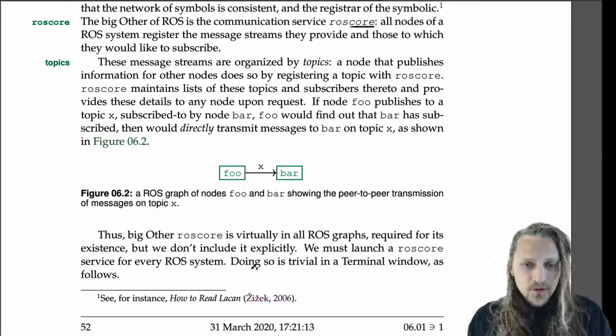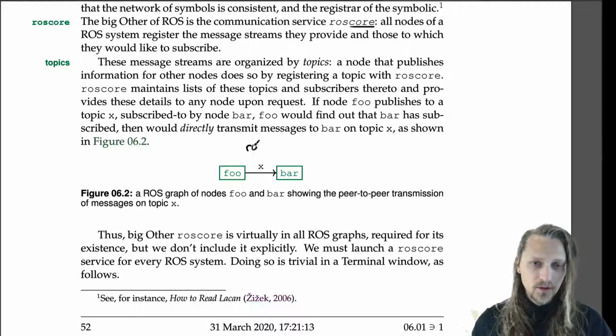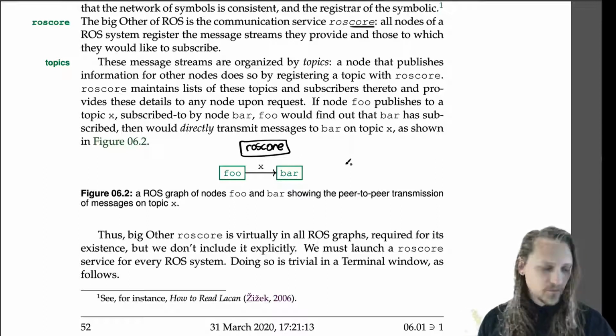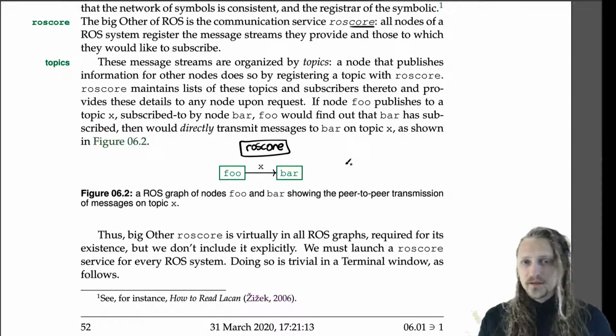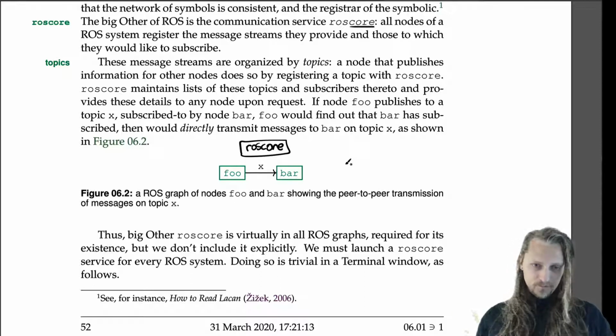Thus, big other ROS core is virtually in all ROS graphs, required for its existence, but we don't include it explicitly. So we didn't put ROS core up here, even though technically it would be required in every graph. We just have it in there in the background, and we never actually include it in the graph explicitly. We must launch a ROS core service for every ROS system.